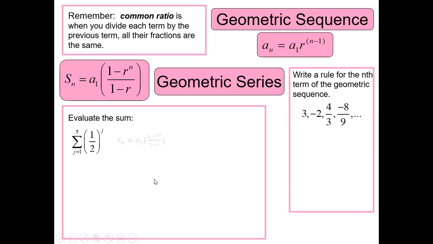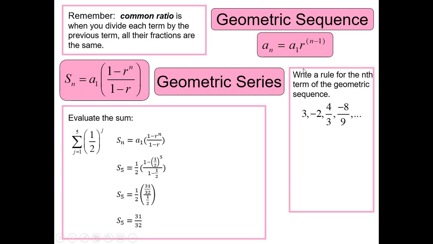Let's evaluate this sum here. I'm going to use this formula. And what do I have? My a sub 1 is 1/2. My ratio is also 1/2. So I'm going to have 1/2 times 1 minus 1/2 to the 5th power, because that's my n, divided by 1 minus 1/2. 1/2 to the 5th is 1/32. So 32 over 32 minus 1 over 32 is equal to 31 over 32. 1 minus 1/2 is 1/2. The 1/2s cancel out, and I'm left with 31 over 32. And again, you could check that on your calculator if you wanted to.